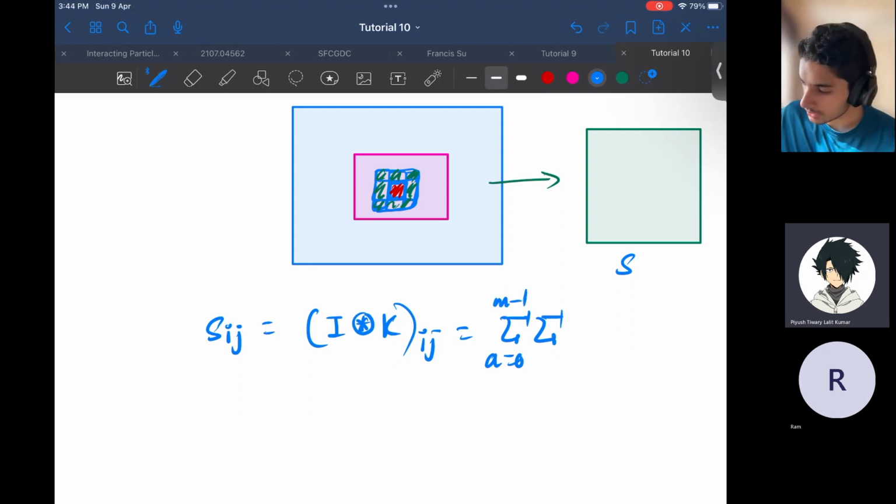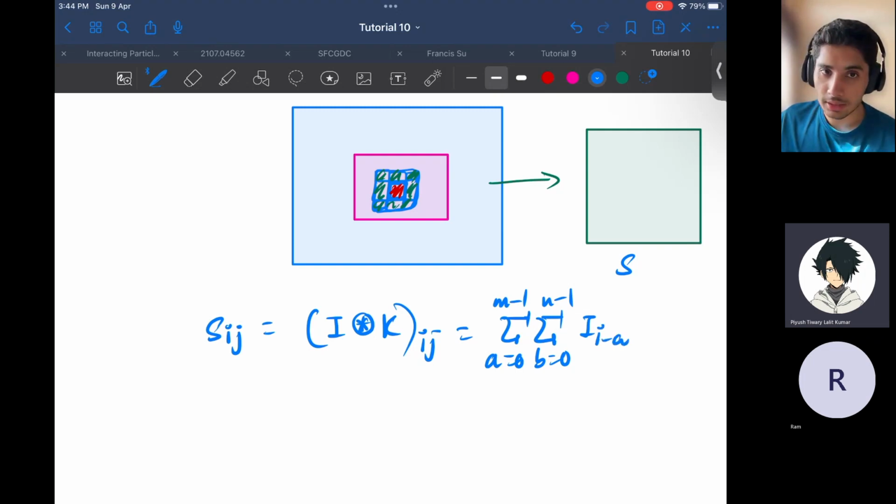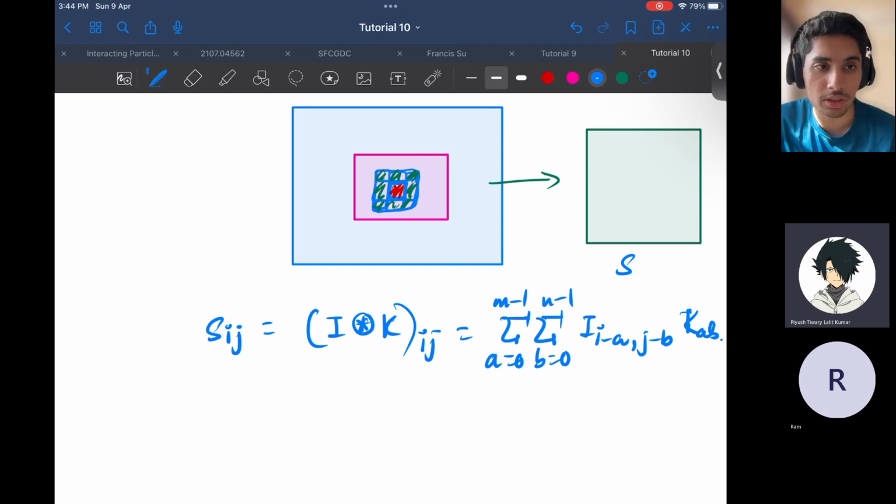But to be honest, I never remembered this thing till now. I just looked it up in the slides and I'm writing it here: I minus a, j minus b, k, a b. So this is what your ijth element will look like, and this is what your convolution operation looks like.